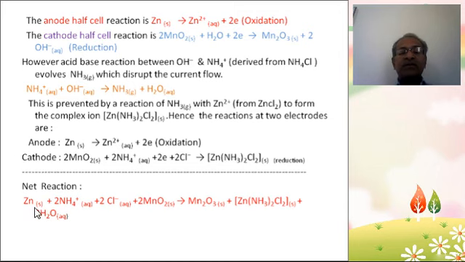Solid zinc will react with the NH4+ ions and Cl- ions in the presence of manganese dioxide to form manganese trioxide, along with the formation of the complex ion zinc ammonium chloride. Here water is also formed along with the formation of these two.